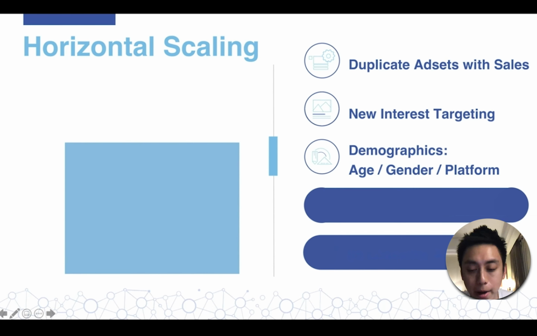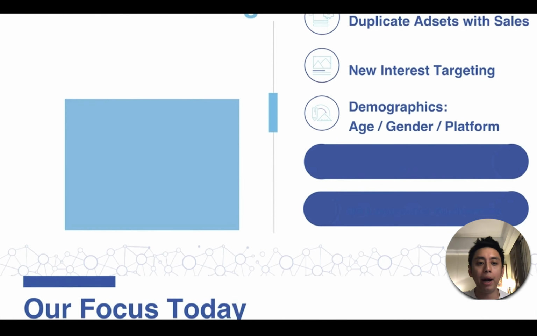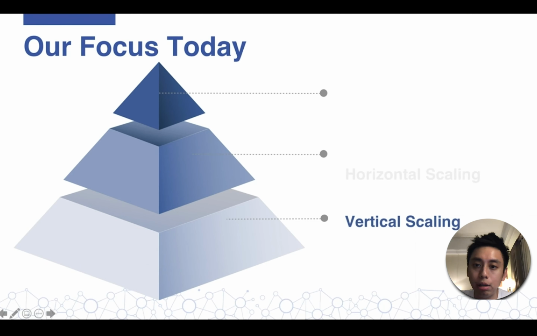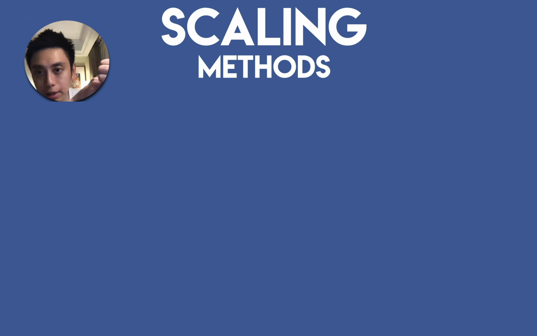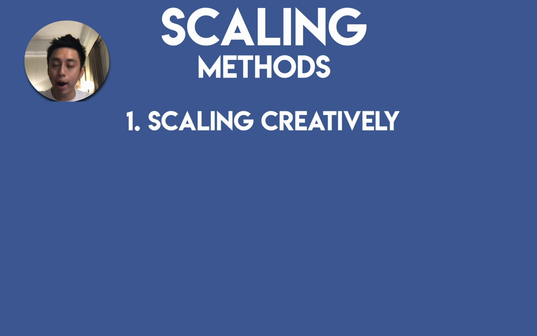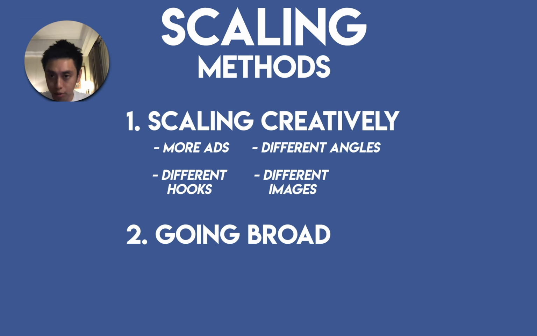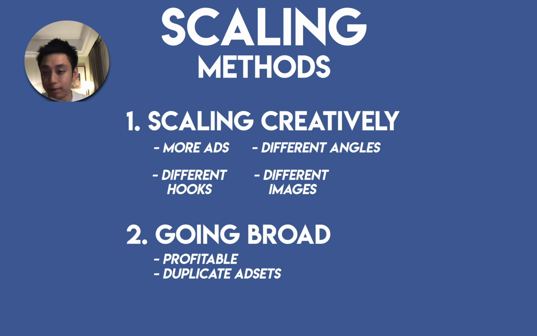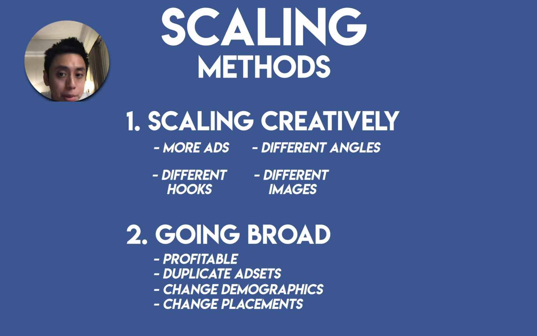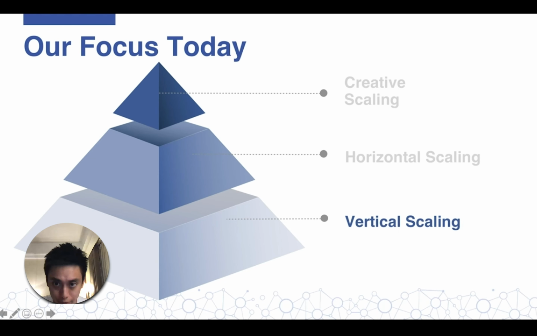Okay, now this is literally how you can just keep going broader and broader, and then there are lookalike audiences, and then there's scaling more and retargeting. But ultimately that is how you scale horizontally. So the first method of scaling is scaling creatively: having more ads, different angles, different hooks, different images. The second method is going broader and broader. Sometimes it's just taking the ones that are profitable, duplicating the ad sets over and over again, making sure you only change one thing, which is the demographics or the placement, and only when you are able to scale horizontally do you then look at vertical scaling.